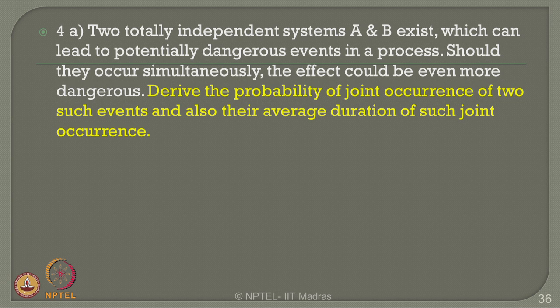Example question 4 for self assessment. There are two totally independent systems, named A and B, in a plant which can lead to potentially dangerous events in a given process. If these systems operate simultaneously, the effect could be even more dangerous. There is a probability of joint occurrence of two such events, and also an average duration of such joint occurrence.